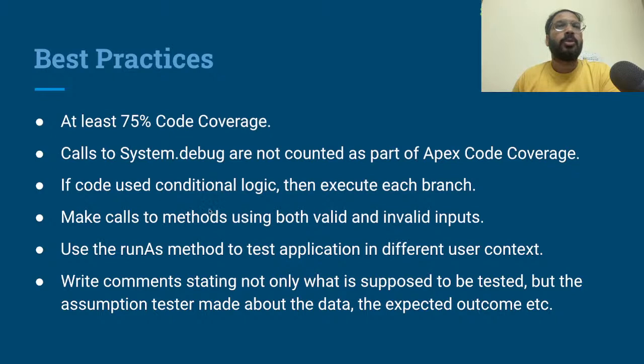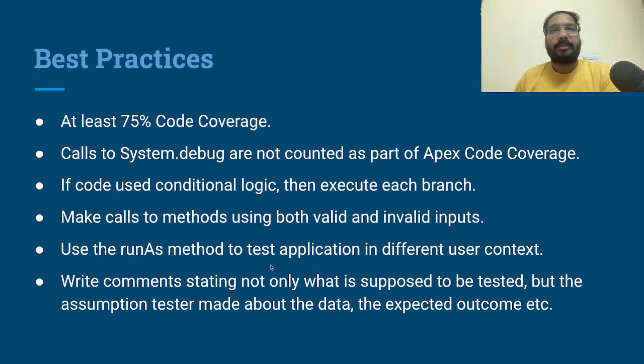Then, if code uses conditional logic, which I showed you in Monday's session, with if-else branching you need to execute each branch. You can have different methods so that all the processes will be covered. Then make calls to methods using both valid and invalid inputs. Try to implement at least two or three methods so that you can provide valid or invalid data, and in both ways your Apex code should work properly.